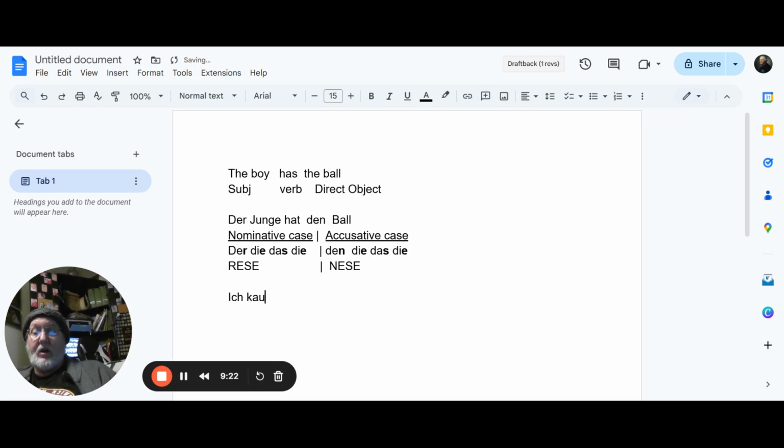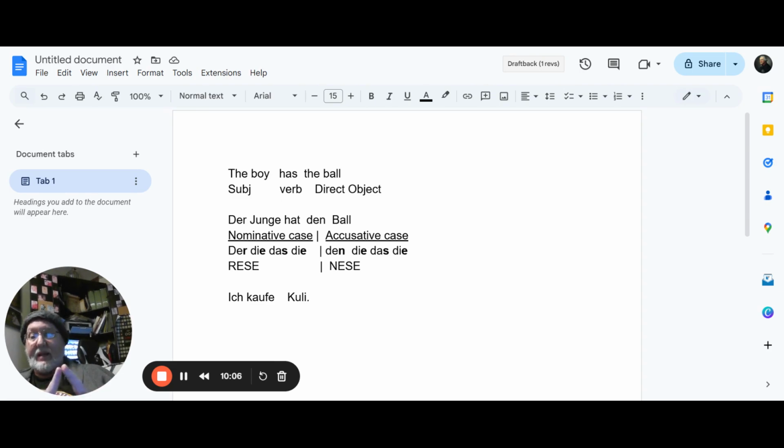Ich kaufe, I buy, and then we're going to buy a ballpoint pen. And the German word for ballpoint pen is Kuli. Okay? Ich kaufe Kuli. I buy pen. I buy pen is a very Tarzan kind of way to say it. I want to buy... I buy the pen. That's my cuckoo clock going off. 1 second. There we go. So I buy the pen.